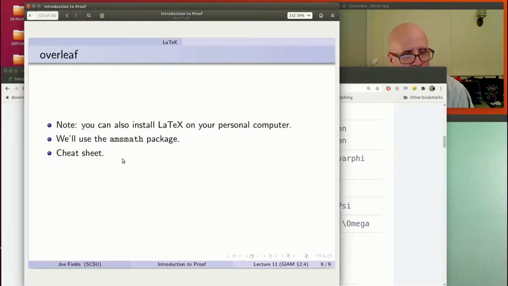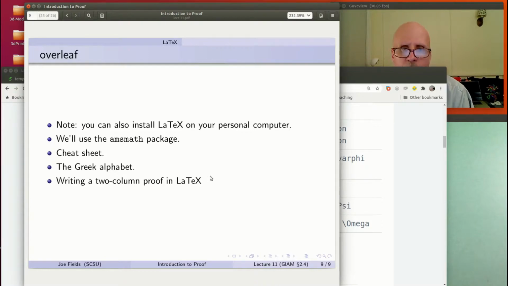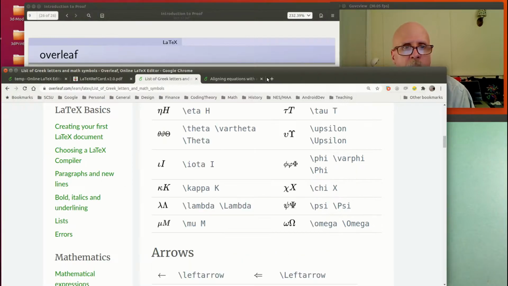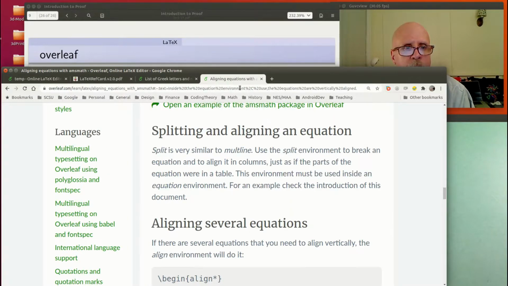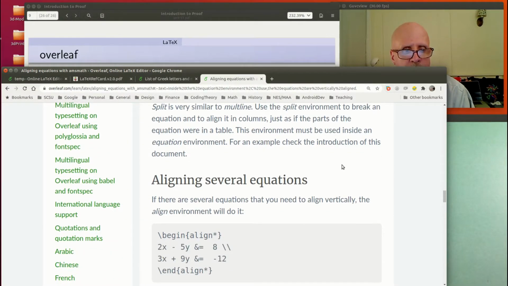What else? I talked about the cheat sheet. We just talked about the Greek alphabet. Let me show you one last thing, which is how to write a 2-column proof in LaTeX, and then we'll call it a day. And that is using something called the align environment.